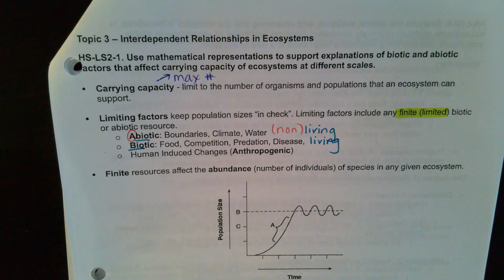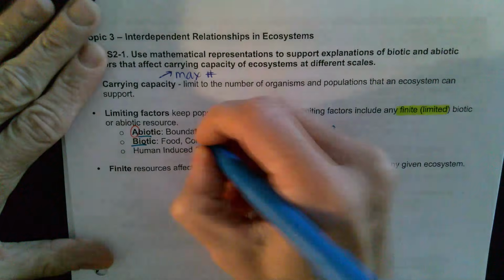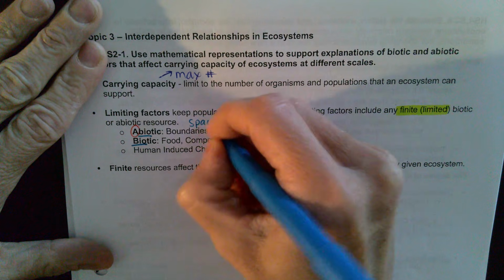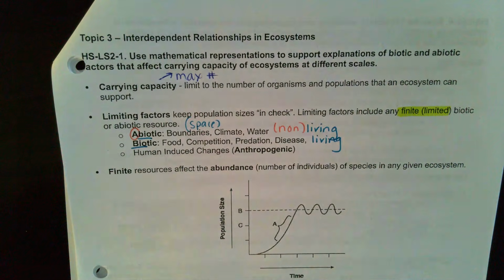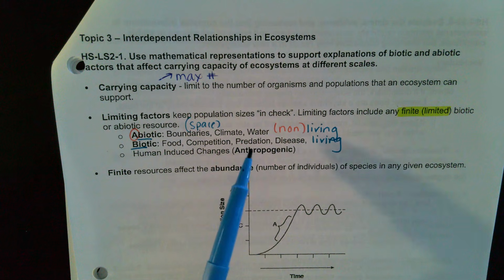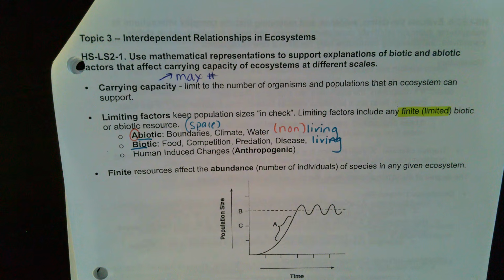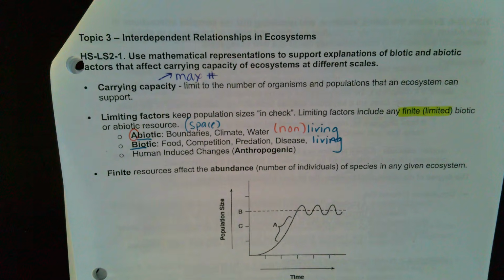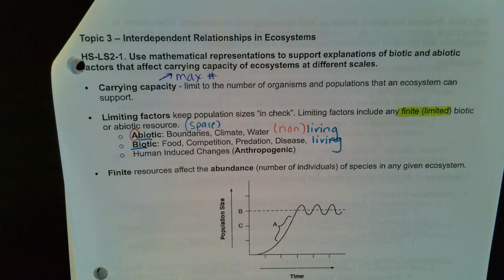Abiotic things are boundaries. You could also think space. Here they said climate and then water. Climate would be like how much rain there is, how hot it is, like temperature. Water is obviously referring to water, how much water is accessible to the organism. You also could think about carbon dioxide, oxygen, the nutrients in the soil, which would be things like nitrogen.